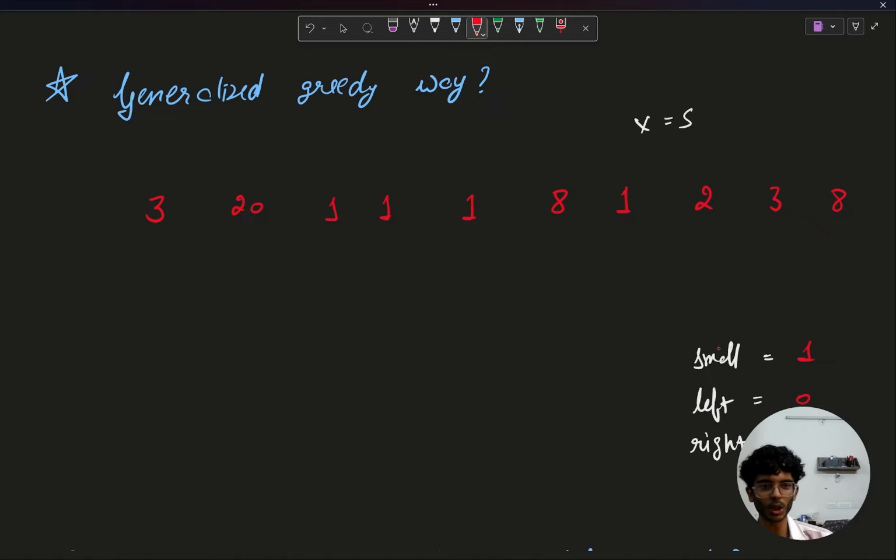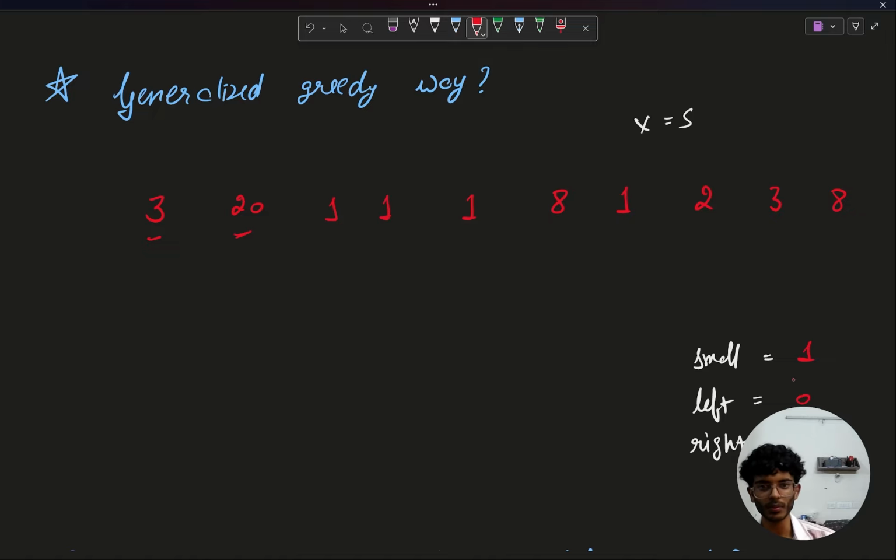So initially we have small equal to 1. Did we have any left? No. Do we have anything to the right already stored in the units? No, right? So, okay, we'll just continue. So from this, we'll continue to this. Okay. Now we got this 20 units of juice, which is to the right of our small index, right? So we'll increase the right by 20.